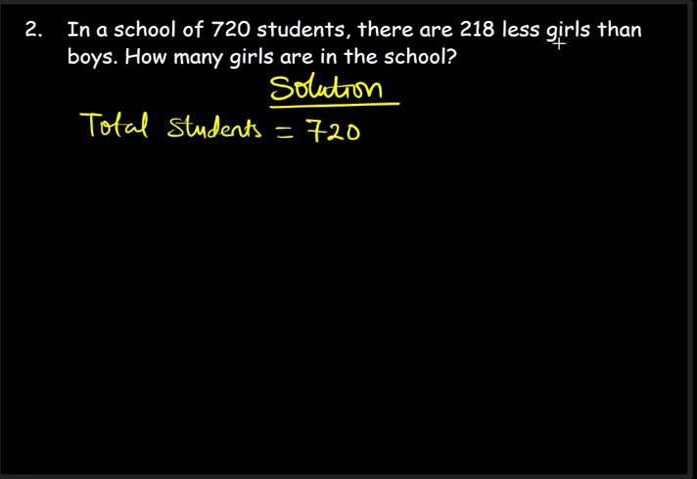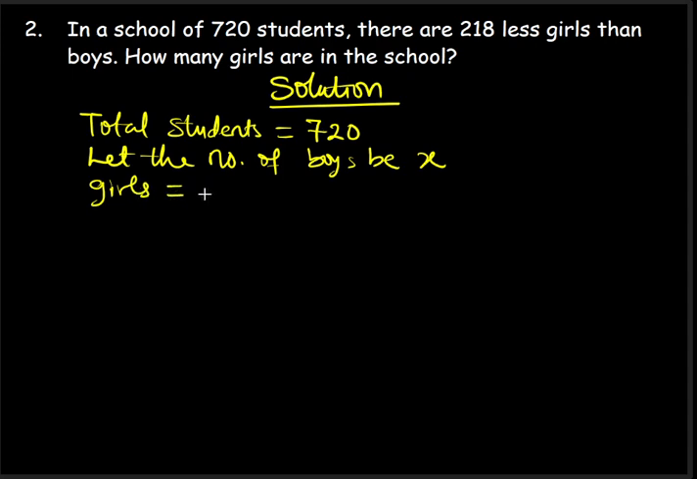Now we are looking at, there are 218 less girls than boys. So that means the number of girls depends on the number of boys. So we say let the number of boys be x. Okay. Let the number of boys be x. So the number of girls will be equal to what? They say there are 218 less girls. That means x minus 218. Okay. So we should know that if we add the number of boys and the number of girls together, we should be getting the total students in the school.